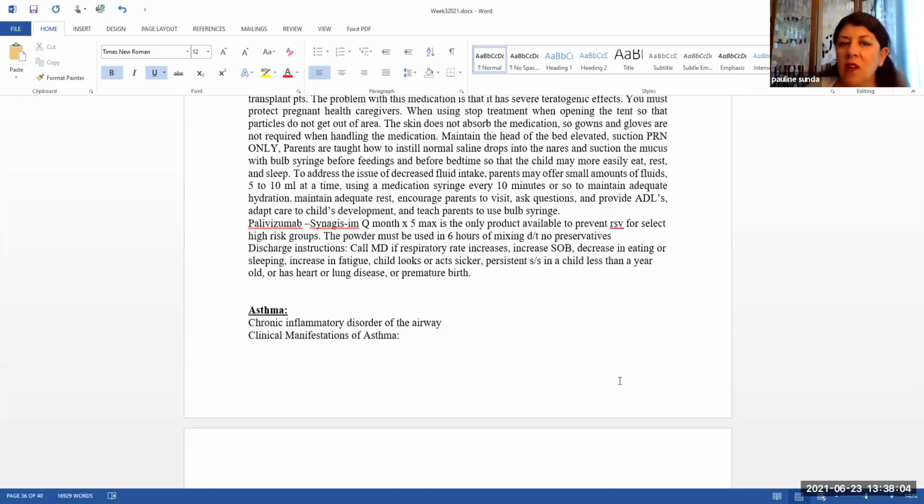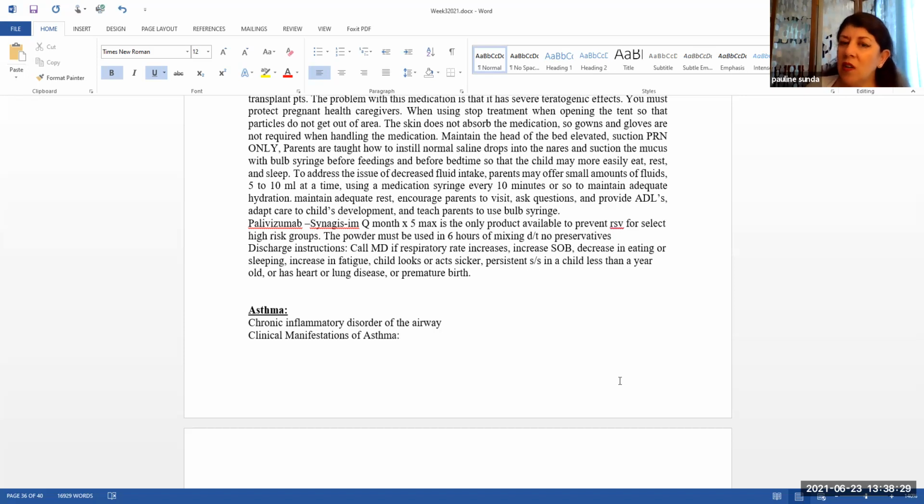Palivizumab, also called Synagis, is an IM every-month times 5 injection that can be used to prevent RSV for high-risk patients. Most often, you're going to see the high-risk group being like your premature babies. The powder needs to be used within 6 hours of mixing because there are no preservatives.